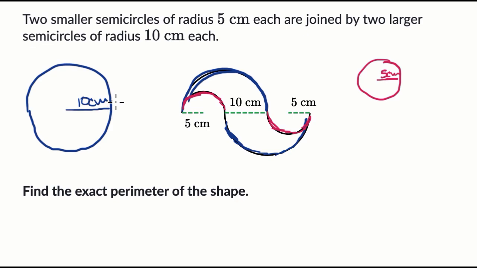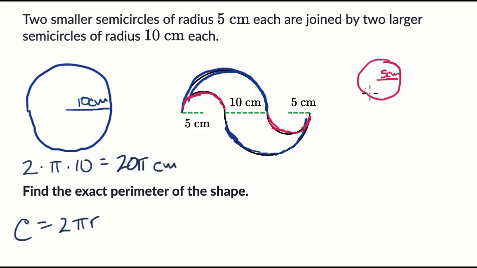So really, if we just find the perimeter of this and add it to the perimeter of this, then we have the perimeter of this entire shape, this weird looking, wavy looking thing. So what's the perimeter here? We know, or I should say the circumference, because the perimeter of a circle we call circumference. So circumference is equal to 2 times pi times the radius. Well, in this case, it's going to be 2 times pi times 10, which is equal to 20 pi centimeters. And in this situation right over here, it's going to be equal to 2 times pi times 5, which is equal to 10 pi centimeters.